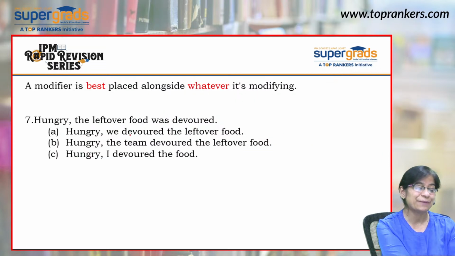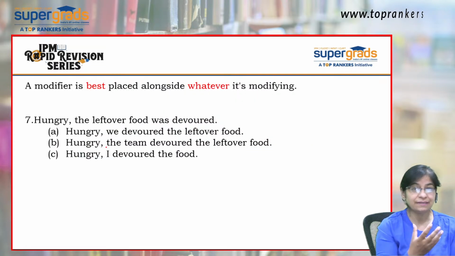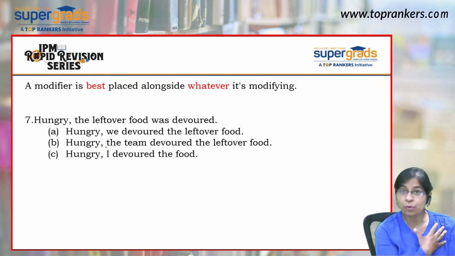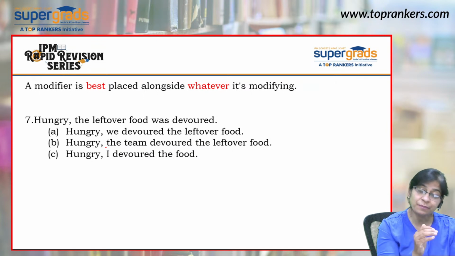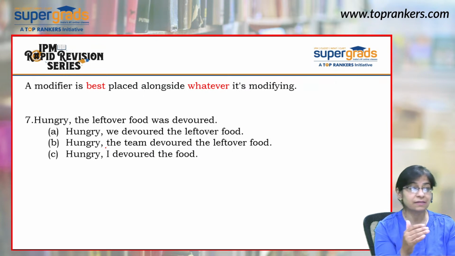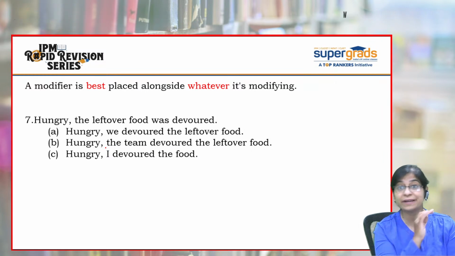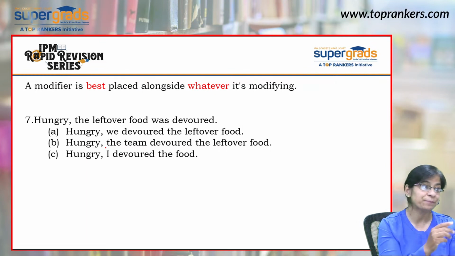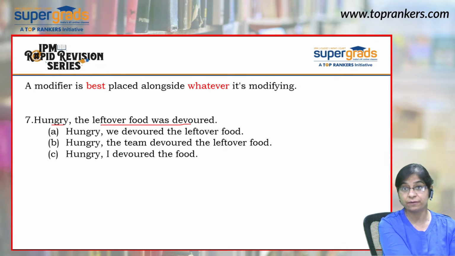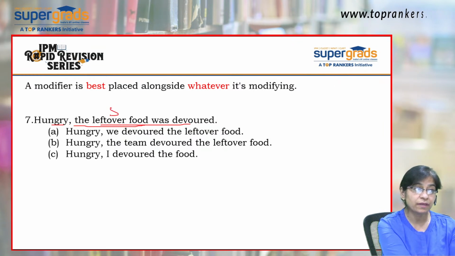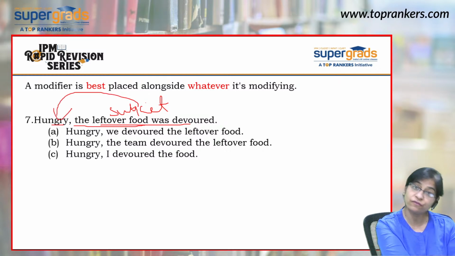Now, let's see. There's another structure that I would like you to understand here because not all the structures that we use in our language are the same. But the principle, the crux of the story, stays the same, that the modifier is best placed alongside whatever it is modifying. Now let's see. There is an expression here. This says, hungry, the leftover food was devoured. Here, see, the leftover food is acting like the subject of the sentence, right? But was the leftover food hungry?